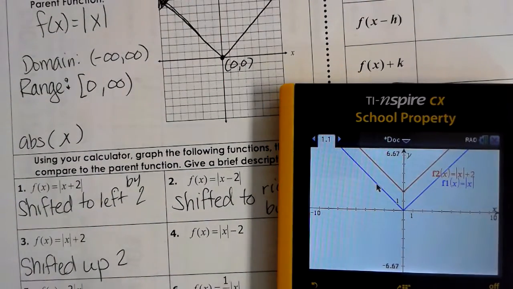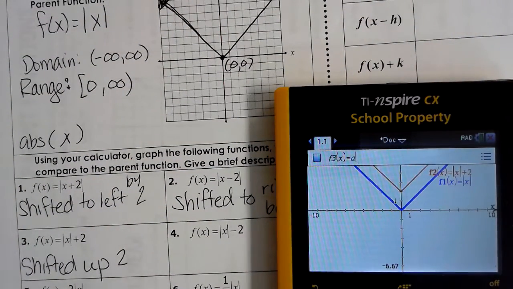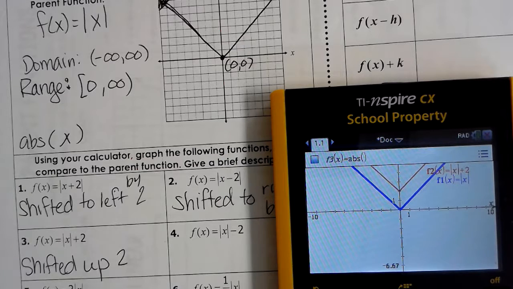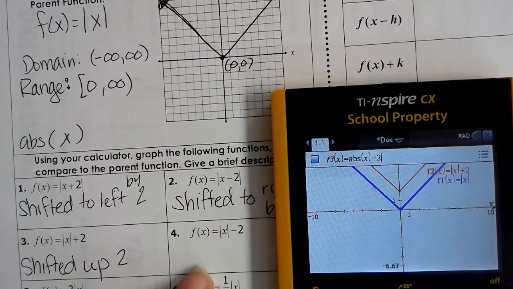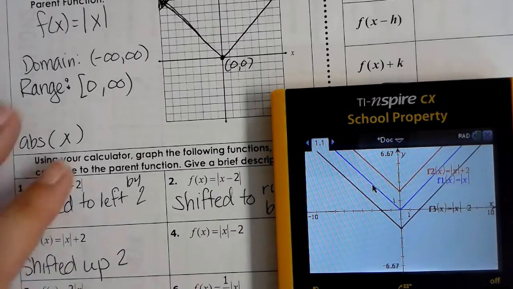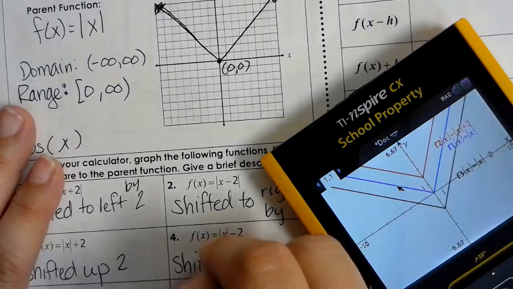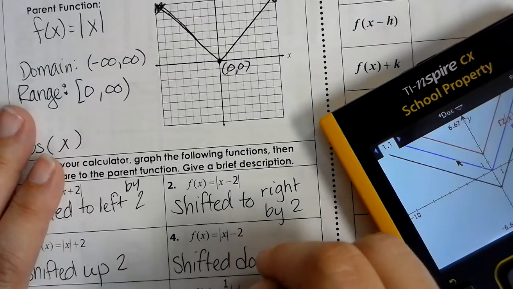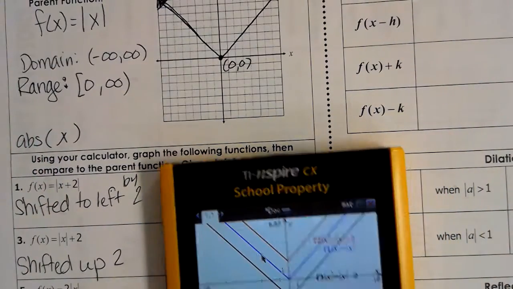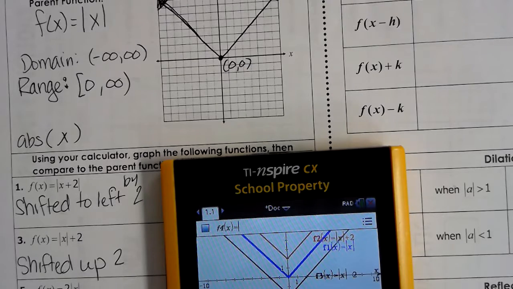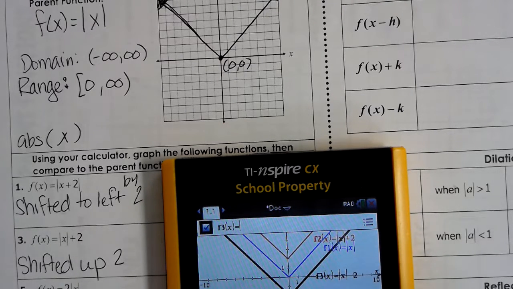Okay, do it again. ABS. Again, the -2 goes on the outside, and we see that it's shifted down. Okay, so clear out these.